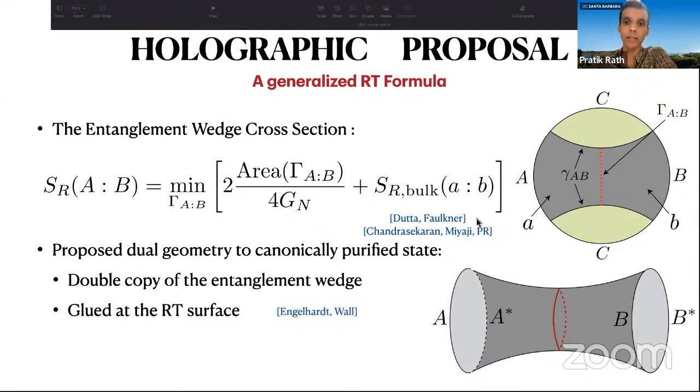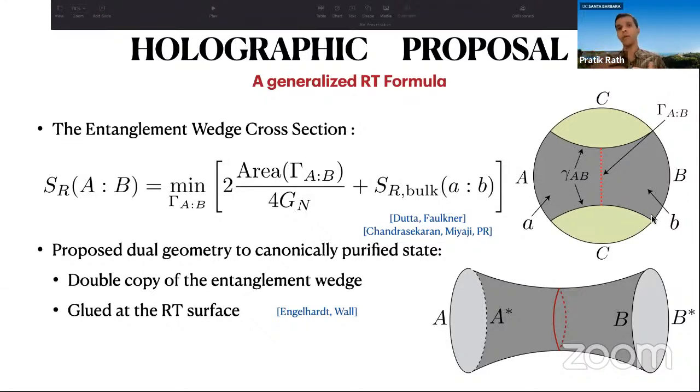This was discussed in this set of papers. Why should you believe something like this to be true? There's a simple heuristic argument for this, which is that we can consider a geometry which consists of two copies of the original region. So when we consider region A and B on the boundary, the bulk dual of this subregion is just the entanglement wedge, which is the region shaded gray here.